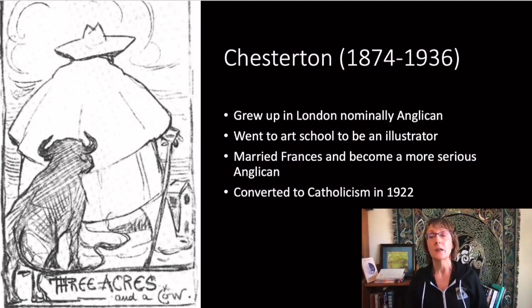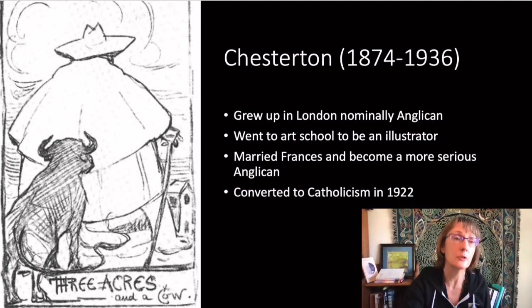He married Frances and became a more serious Anglican after spending his youth as really not. The family was nominally Anglican, but he became more of a serious Christian when he got married. And then, with much controversy, he converted to Catholicism late in his life in 1922. He died in 1936, and this book was first published in 1926, so this would have been after his conversion.